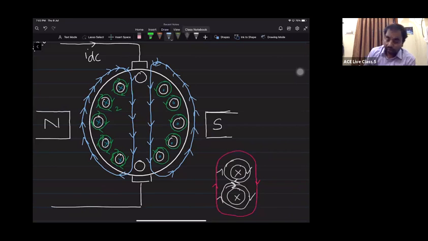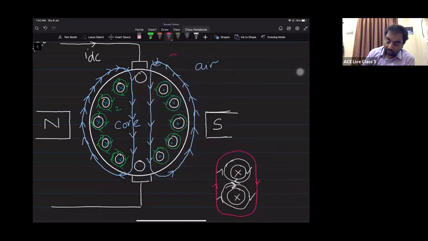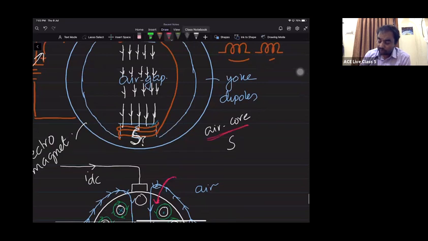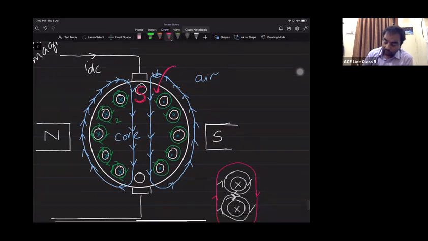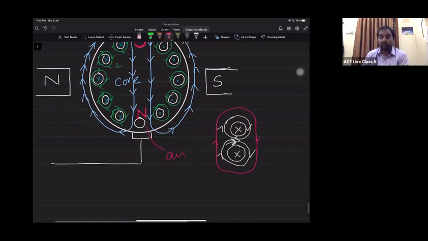Right. Now you please tell, this is air and this is core. Now the magnetic field lines are entering from air into core. If the magnetic field lines are entering from air into core, what is the pole that can be imagined here? A south pole can be imagined here. And the magnetic field lines are entering from core into air. So core into air means what is the pole that can be imagined here? A north pole can be imagined here.